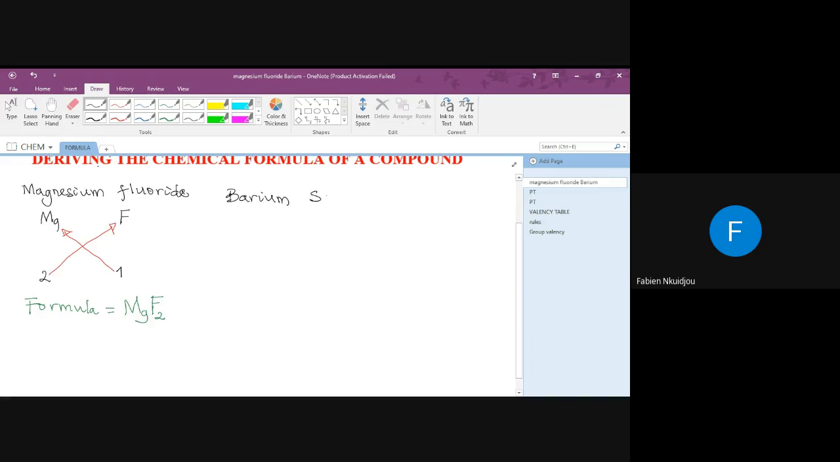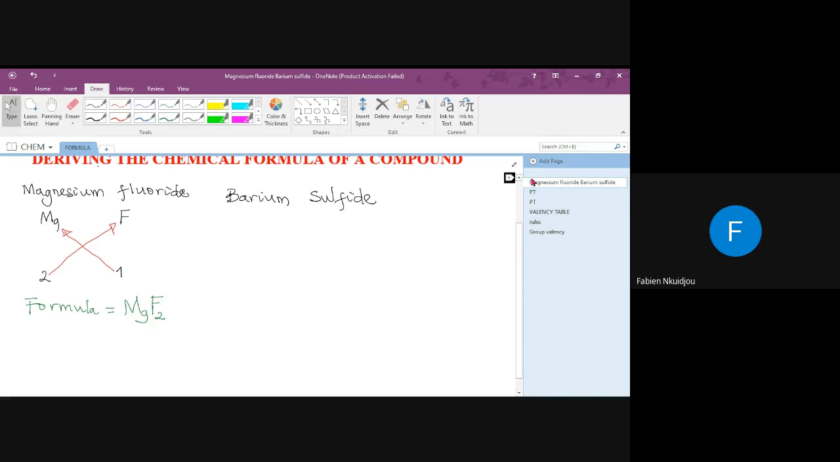Barium sulfide. Okay, here again, we need to identify the elements which are present in the compound barium sulfide. Just as the name indicates, we have barium and we have sulfur. Sulfide here represents sulfur. So let's get to the periodic table to get the symbols of barium and sulfur.